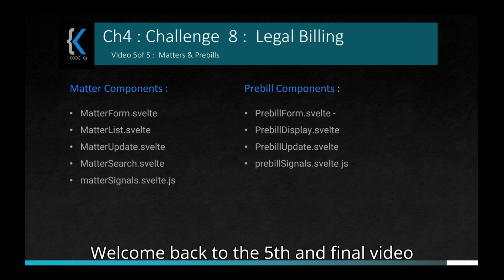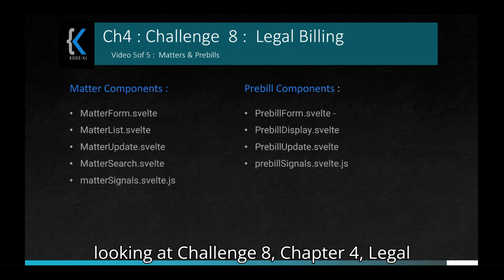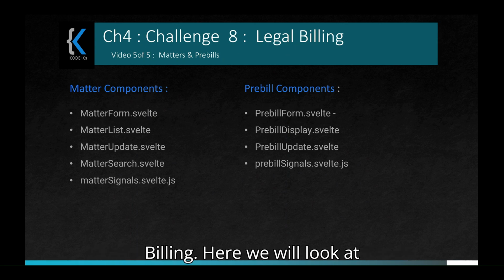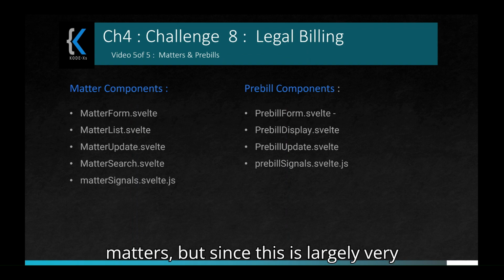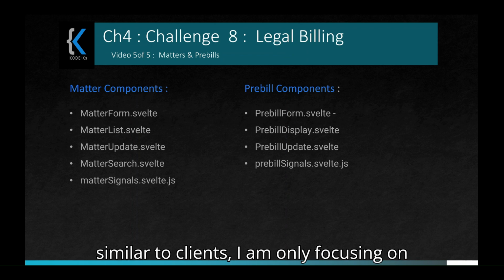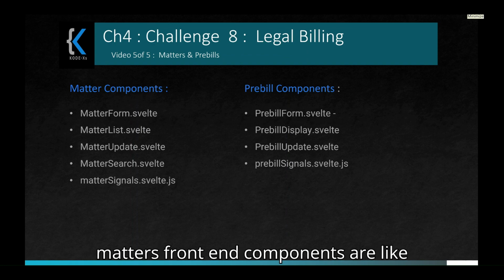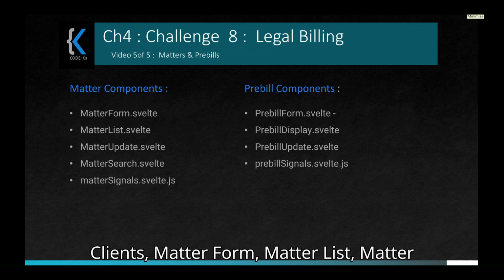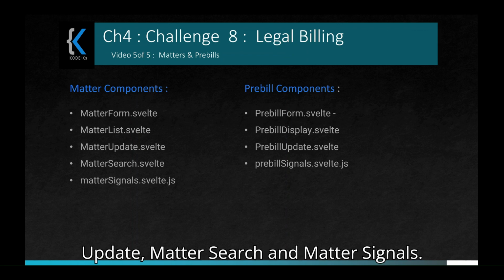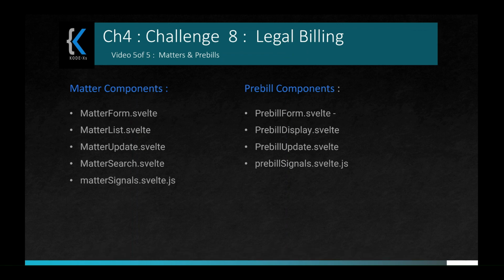Welcome back to the fifth and final video looking at Challenge 8, Chapter 4, Legal Billing. Here we will look at matters, but since this is largely very similar to clients, I am only focusing on significant differences. The matters front-end components are, like clients, matter form, matter list, matter update, matter search, and matter signals.